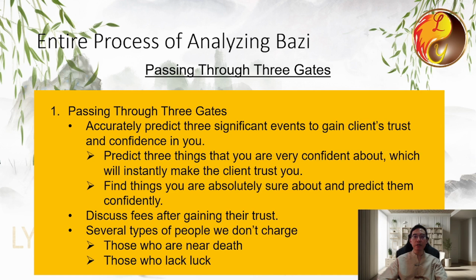This means you need to accurately predict 3 things that you are very confident about, which will instantly make the client trust you. Some may wonder how to pass through these gates. Well, you will learn gradually throughout our lessons. It's about finding things you're absolutely sure about and predicting them confidently. Once you have done that, you have gained their trust, and then you can discuss anything else more easily.